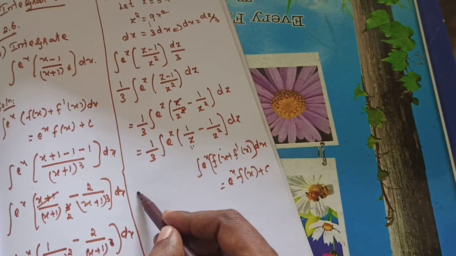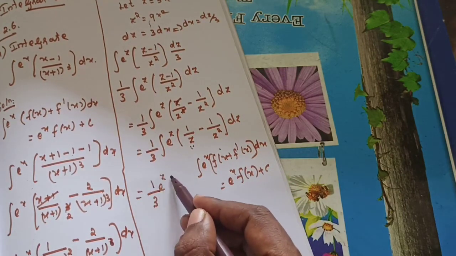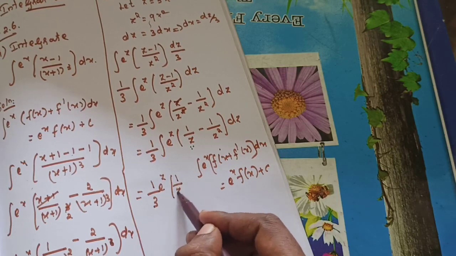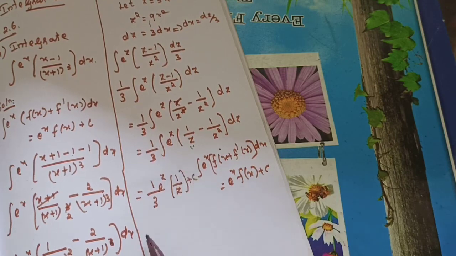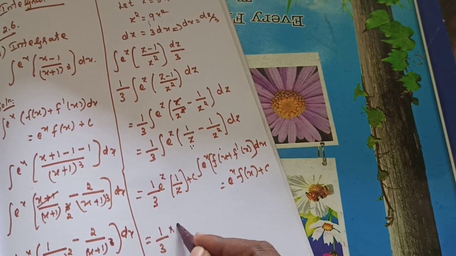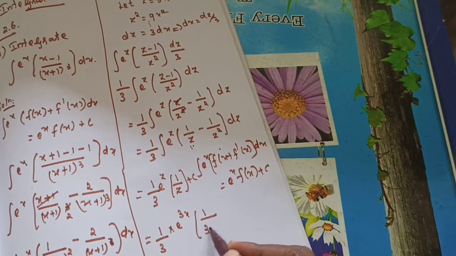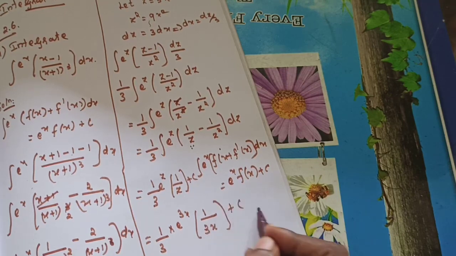Is it right? So we can use the formula: 1 by 3 into e power z into f of x. What's the f of x value? 1 by z plus c. Now you can substitute the z value. That is 1 by 3 into e power 3x into 1 by 3x plus c. So this is the answer.